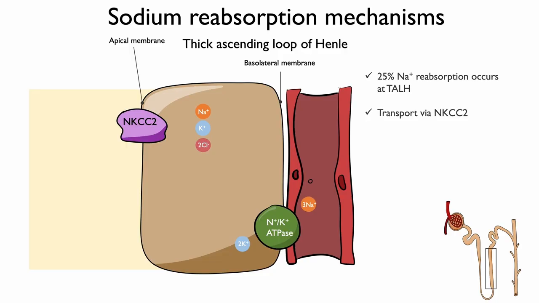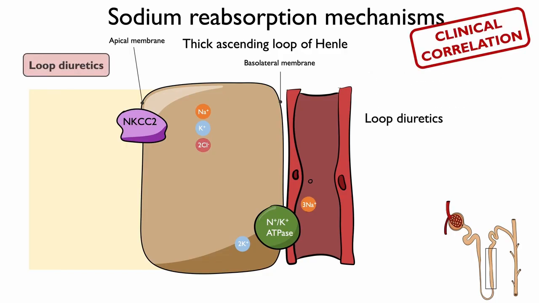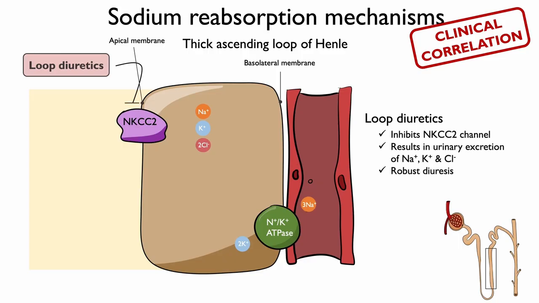Loop diuretics like furosemide, bumetanide, and torsemide are potent diuretics that inhibit the NKCC2 transporter, resulting in urinary sodium and chloride losses and effective diuresis. While potassium is also lost here, it is believed that the greater driver of potassium loss relates to increased distal delivery of sodium, which we will discuss in future potassium modules.